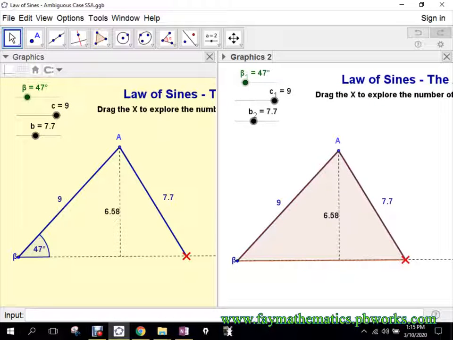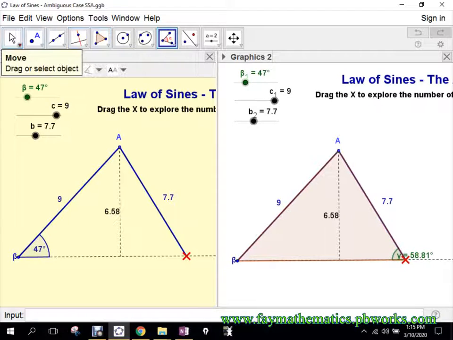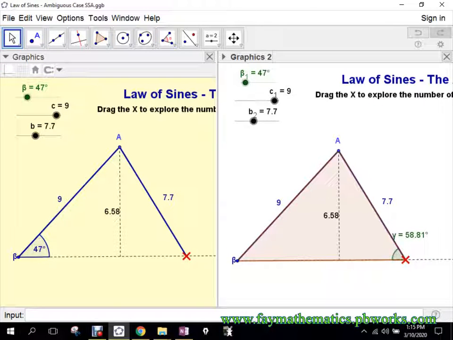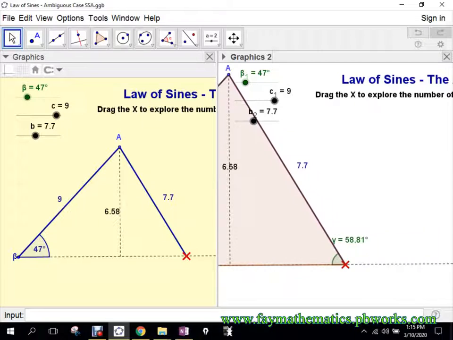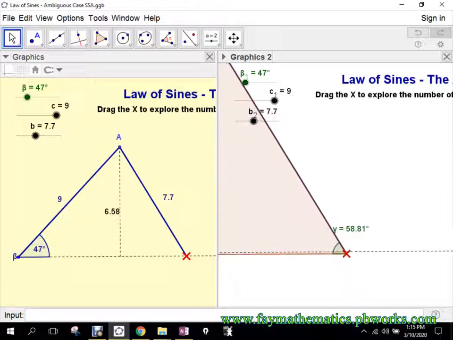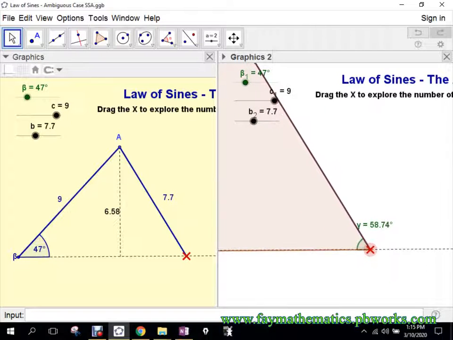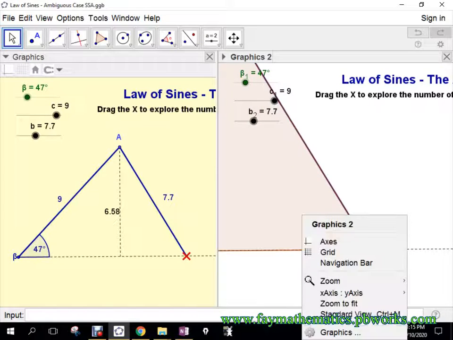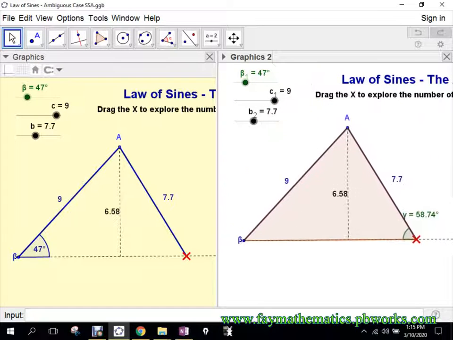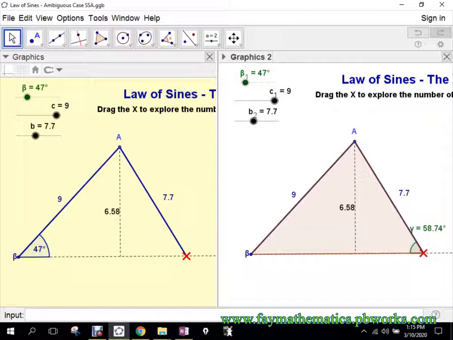Okay? When it's like this, we know that's 47 degrees. I'm going to ask right now for GeoGebra to find me that angle. So 58.81. Now there's going to be a little bit of rounding error here because when I zoom in far enough, you see that the X really is on that dotted line, right? I'll try to zoom in as far as I can and make it as accurate as I can. So maybe something like that. That might still be a little bit off, okay? But if I do that, then this angle over here should be 58.74 as well, right?